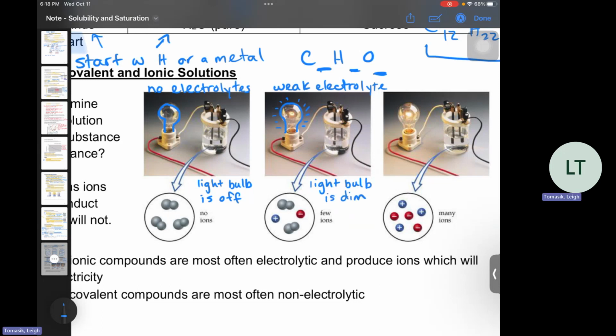And this one would be a strong electrolyte, like HCl. And here you can see that the light bulb is bright. The light bulb in a strong electrolyte solution is bright because it can conduct a lot of electricity, because there's a lot of ions. So a lot of the electrons make it to the light bulb.